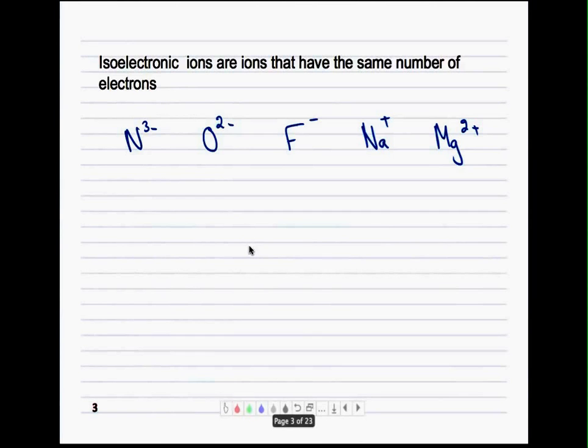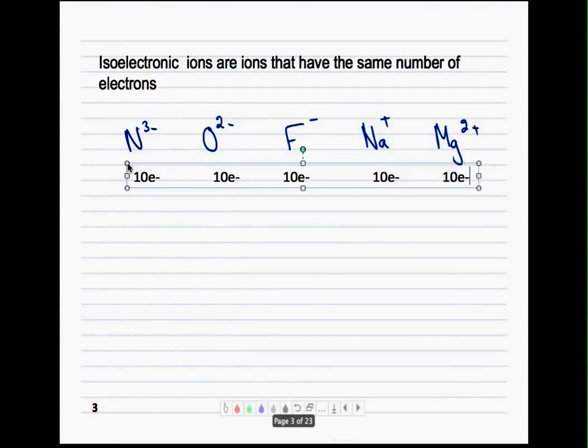Let's look at nitrogen. Nitrogen has 7 electrons. 3 minus means it has gained 3 electrons, so it has 10 electrons. Let's look at oxygen. Oxygen has 8 plus 2, that's 10 electrons. Fluorine has 9 electrons plus 1, that's 10. Sodium, 11 electrons minus 1 because it has a plus, 10 electrons. Magnesium 2 plus, now it is also 10 electrons. So all of these are isoelectronic.